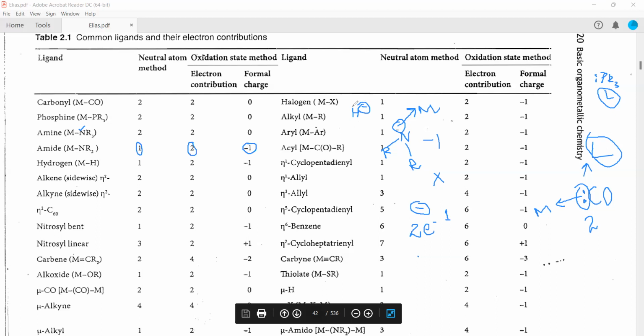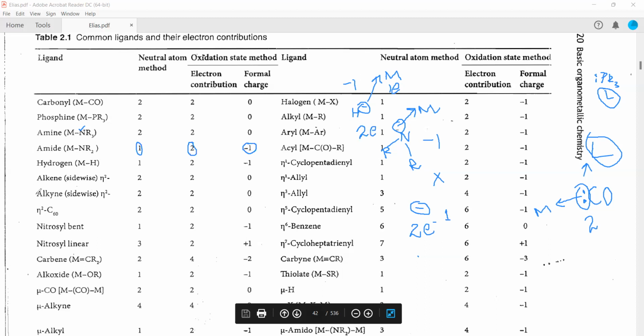Now, in the case of H negative, it is again donating its negative electron to the metal, and that is why it has a formal charge of -1. By the neutral atom method, you will consider it as 1 electron, but in the oxidation state method, you would count 1 negative sign as 2 electrons.